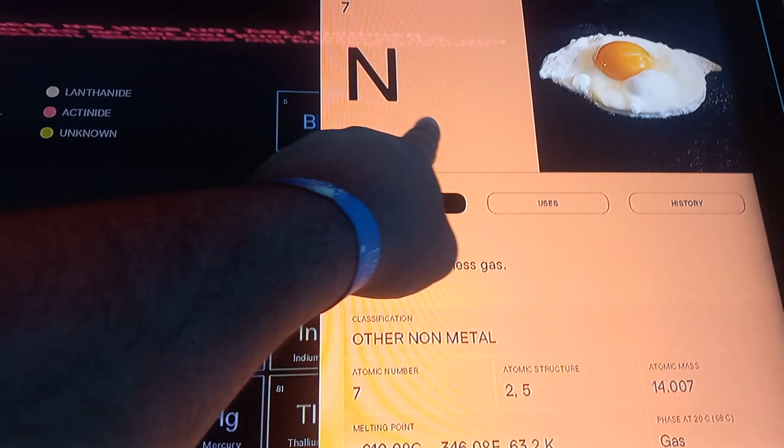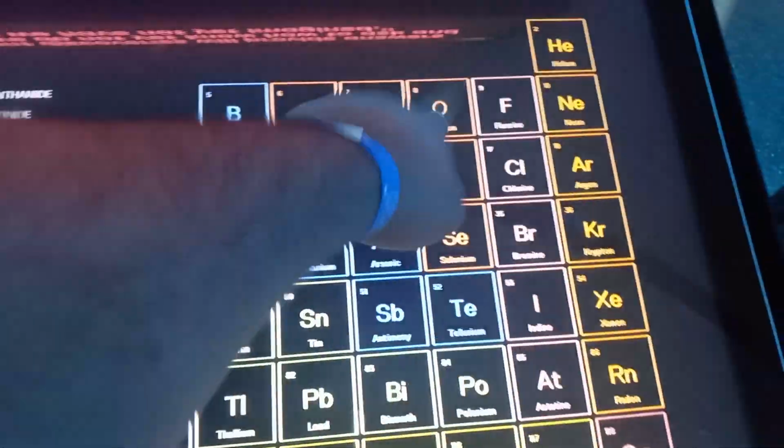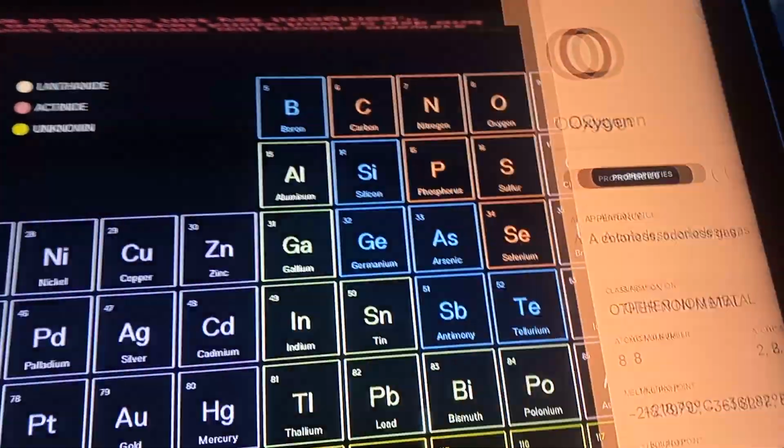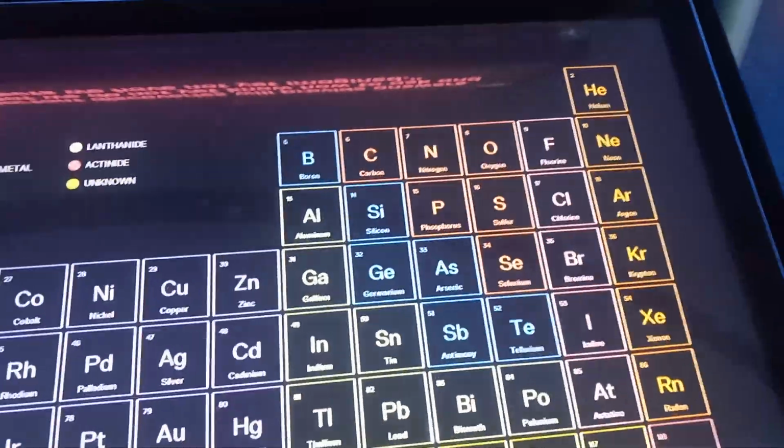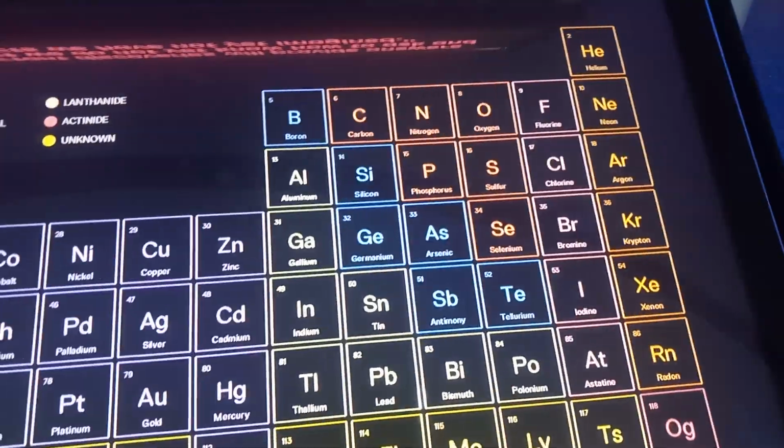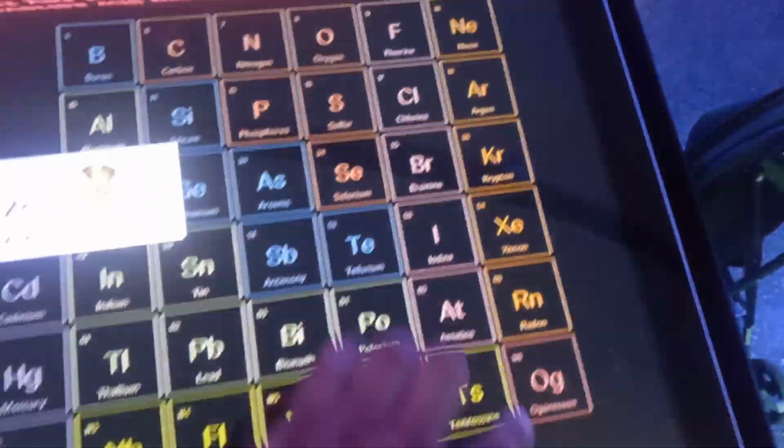And also one more interesting thing, nitrogen is 71% of the atmosphere, and oxygen is about 21% of the atmosphere. The rest is just other gases. Okay, continuing really quickly.